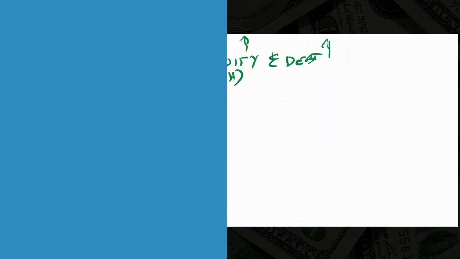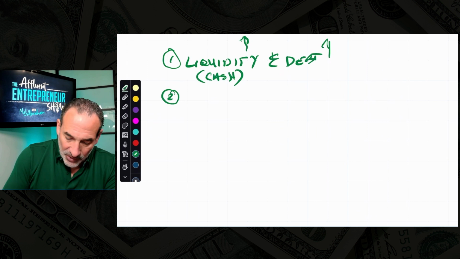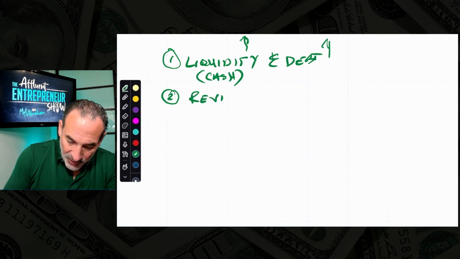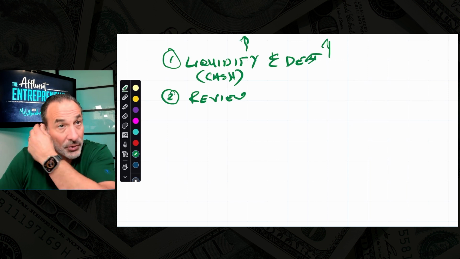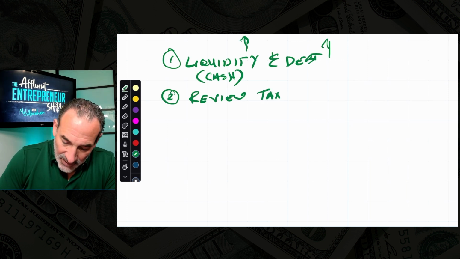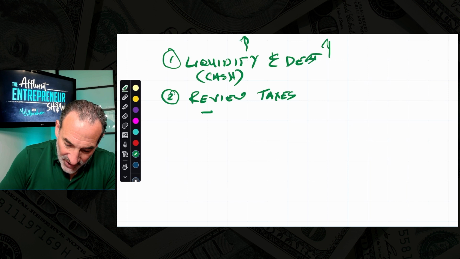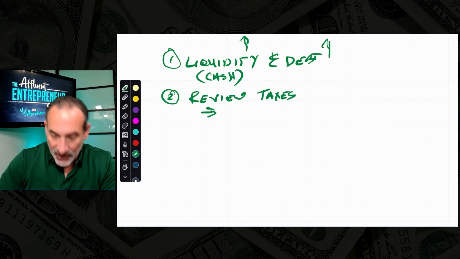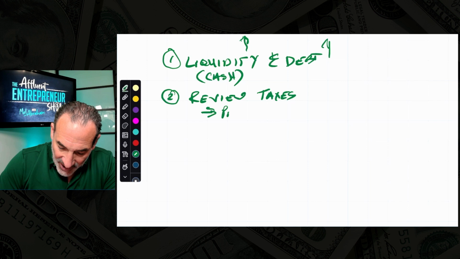All right. So I start to look at, where's my liquidity? Where's my liquidity level, my cash level? Where's my debt position? Is it going up or down from the prior year? Then I look at a couple of other things that are more tactical. Because of the time of year it is, I actually start to review my tax situation. What I mean is that I want to see what my projected taxes are.